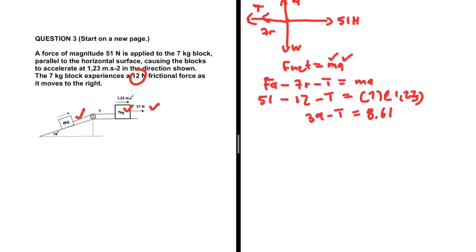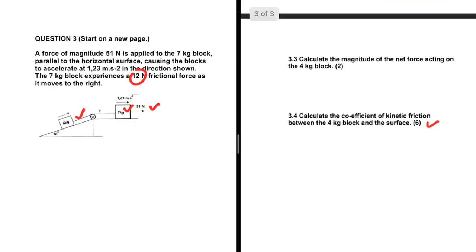So minus the tension will give us 8.61 minus 39. That is minus 30.39. If we divide both sides by minus 1, we'll get the tension being equal to plus 30.39 newtons. So there we go, we have the tension. Let's take a look at the equation that follows.